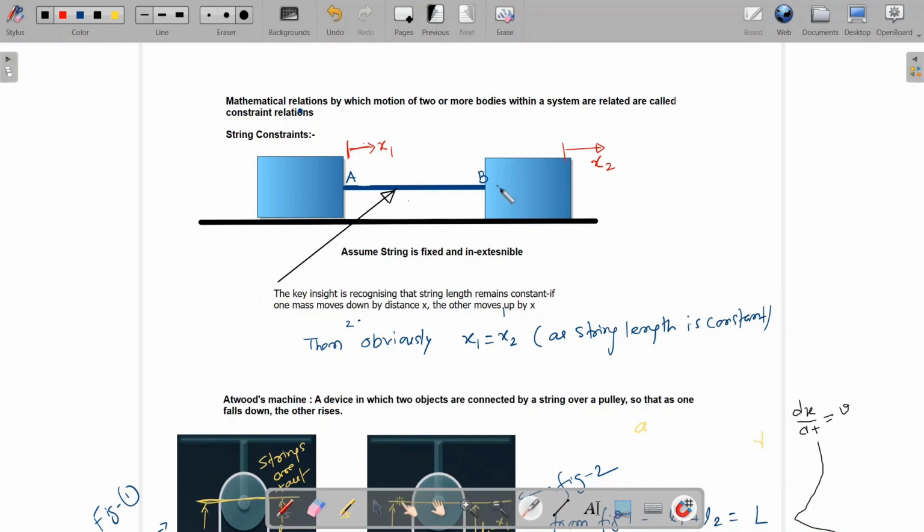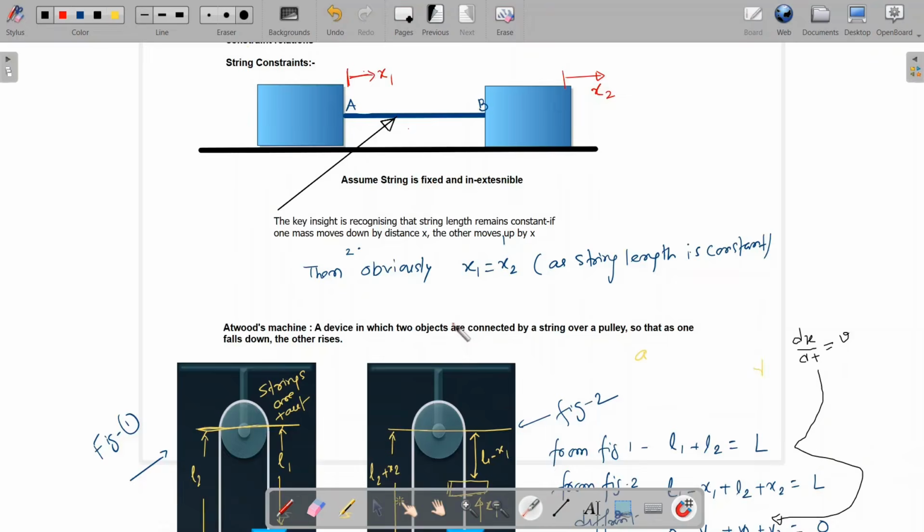Let's take an example. Here, two bodies, M1 and M2, are connected by an inextensible string. Inextensible simply means the length of the string is constant. And the string is taut, so there's no slack anywhere. Now, if M1 moves by a distance x1, and M2 moves by a distance x2, then it's obvious that x1 must be equal to x2, because the string length never changes. And this means the velocity of both objects will also be the same.